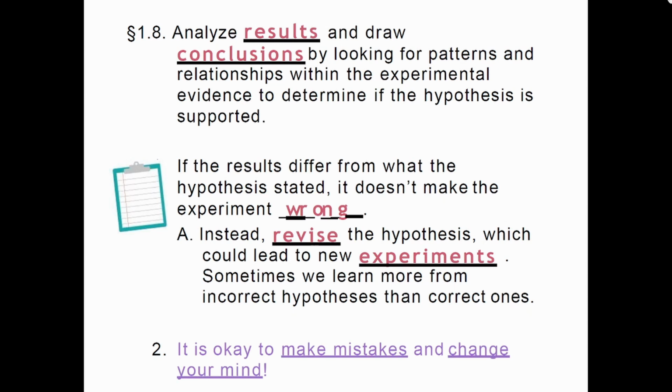But once we've conducted that experiment, we have results that we can analyze. We look at the data, and then we can draw a conclusion based on that data, looking for a pattern or some sort of relationship that provides us the evidence of whether or not our hypothesis is supported. Again, if our results don't support our hypothesis, that doesn't make the experiment wrong or bad. It just says that, hey, your hypothesis didn't have the support from your experiment.